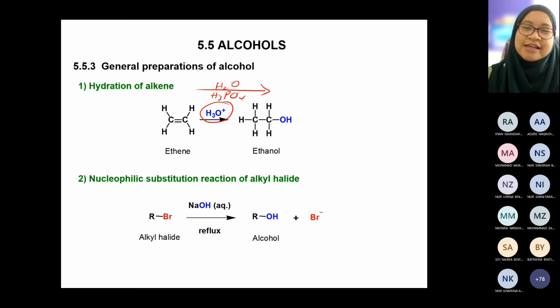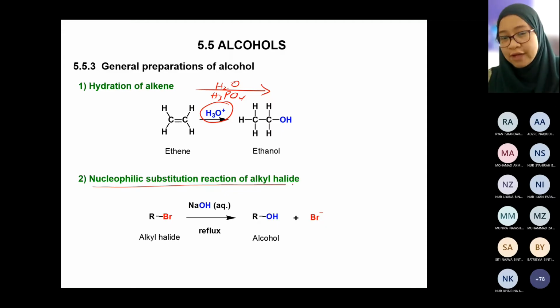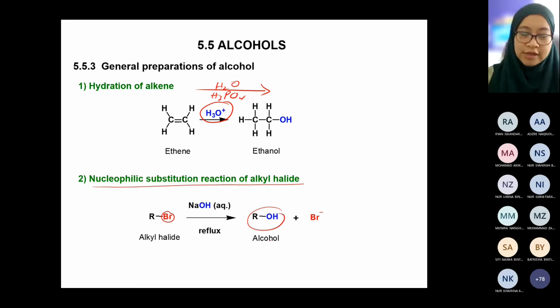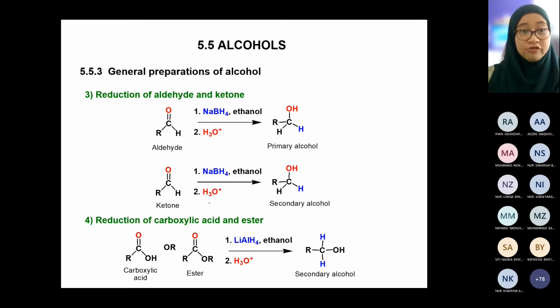Okay, and alternatively, secondly, we can also prepare alcohol through nucleophilic substitution reaction of alkyl halide, which we have learned just now. We replace this Br with OH, for example, so you will produce alcohol. And this one is extra: we can also produce alcohol from the reduction of aldehyde and ketone.